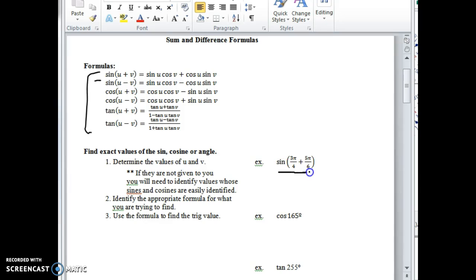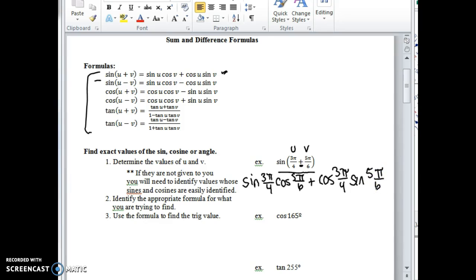So here, this one's one of the easier ones. We have a u and we have a v. So I'm simply plugging into the sine of a sum formula, which is right here. So then what I'm going to do is the sine of 3 pi over 4, cosine of 5 pi over 6, plus cosine of 3 pi over 4, sine of 5 pi over 6.